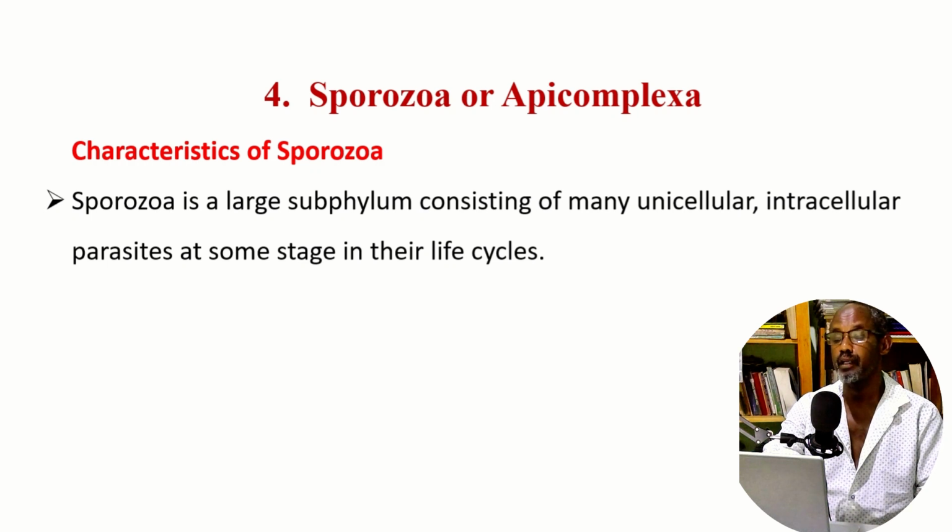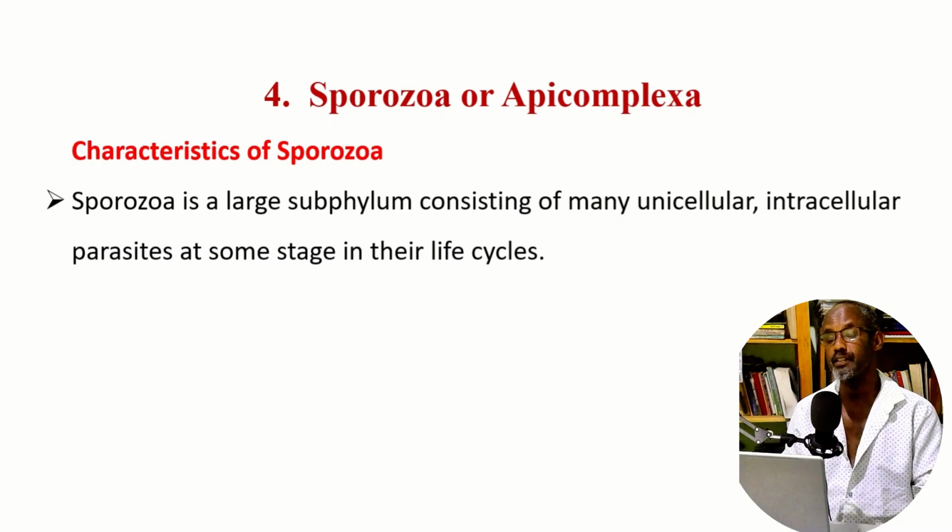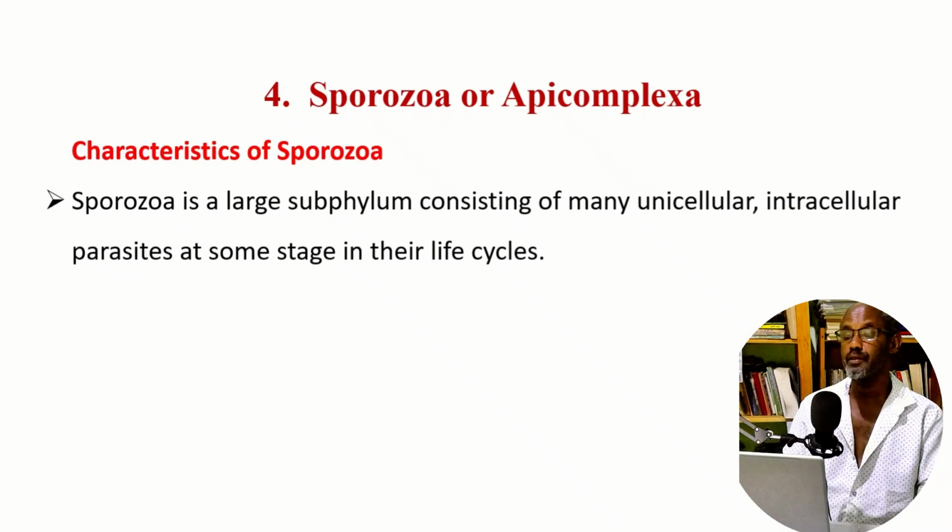Sporozoa is a large subphylum consisting of many unicellular intracellular parasites at some stage in their life cycle. They are single-celled. At some stage in their life cycle, these organisms enter and multiply inside living cells as if they are viruses. You see? Viruses are obligate intracellular parasites, we say. This one, at some stage in their life cycle, they go into the host cell for multiplication. Therefore, they are partly intracellular parasites.